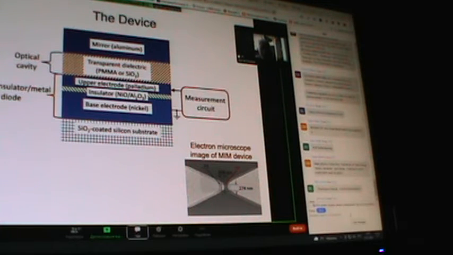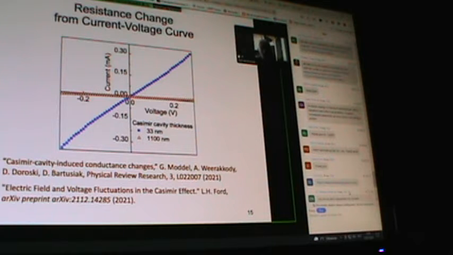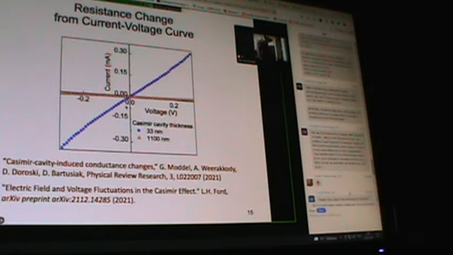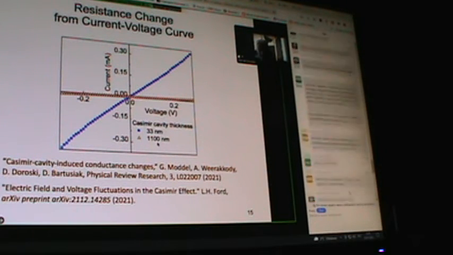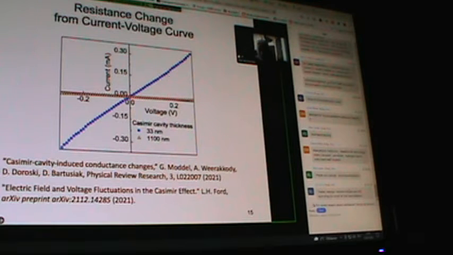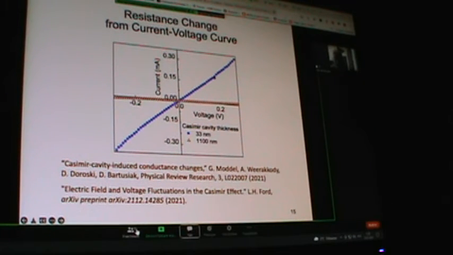I won't go through the history of it. I've talked about that in our previous talk. Instead, I'll just jump to a result. So we did find a significant change in the current voltage curve. So this is current as a function of voltage. For a device with a fat Casimir cavity, we have the red line, and that's an 1100 nanometer cavity. When we make a narrow Casimir cavity, that's the blue line, the resistance decreases substantially. That is, we get more current per unit voltage. And so we see what I'm calling a Casimir doping effect, that the more modes that we exclude in the thin cavity, the more we reduce the resistance of the device.